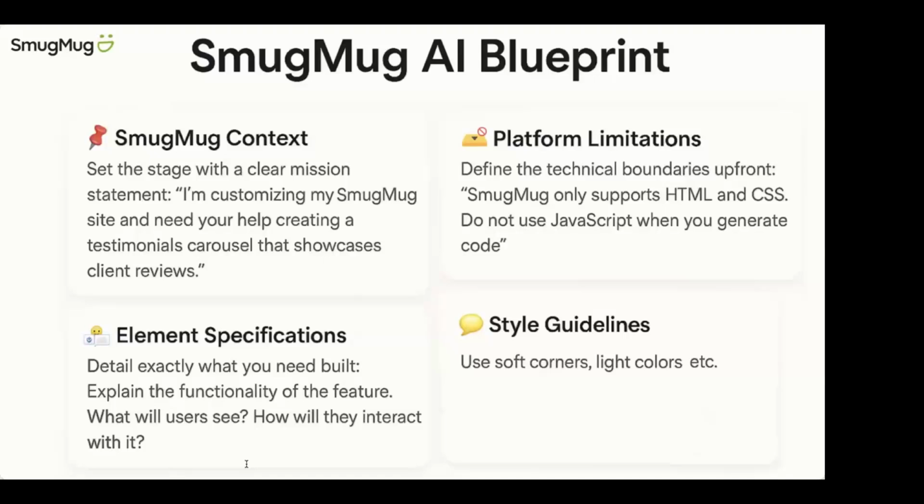And then lastly, the style guidelines. Paint a picture of your visual preferences. Include your brand colors, typography guidelines, such as the fonts and headings, and describe the layout preferences and the overall aesthetic that you're aiming for. The order of these elements is not critical. What matters is including all four parts in your prompt. This ensures the AI understands exactly what you need and the rules it must follow.